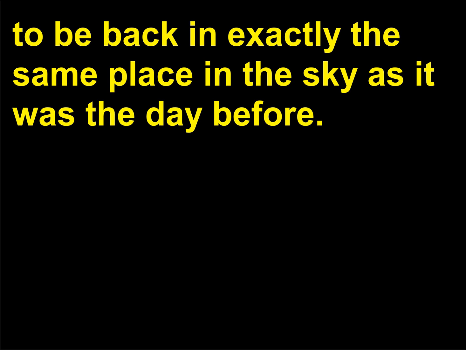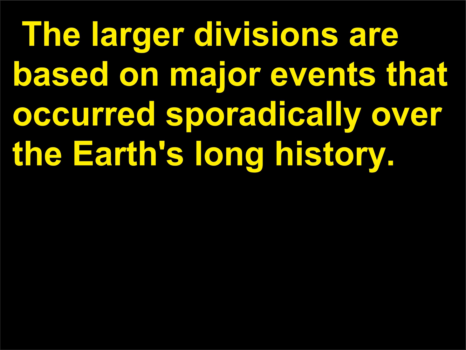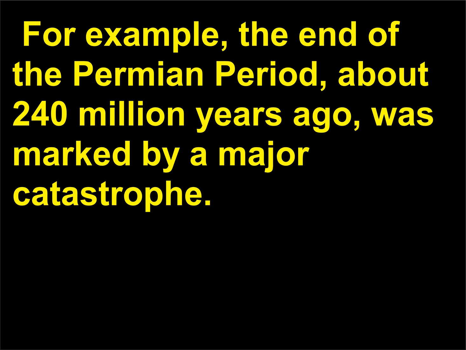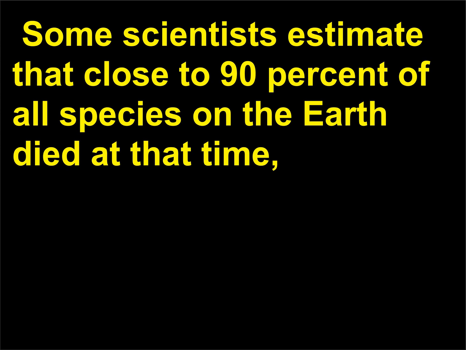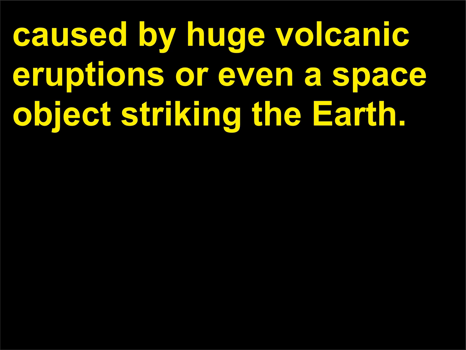The actual divisions of geologic time are not arbitrary, or uniform. The larger divisions are based on major events that occurred sporadically over the Earth's long history. For example, the end of the Permian period, about 240 million years ago, was marked by a major catastrophe. Some scientists estimate that close to 90% of all species on the Earth died at that time, resulting in a major extinction event that may have been caused by huge volcanic eruptions or even a space object striking the Earth.